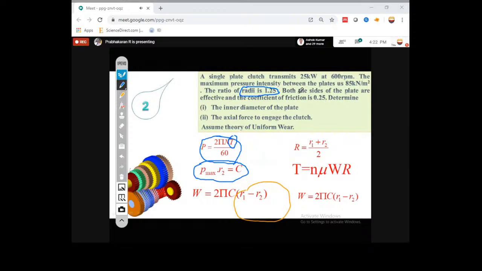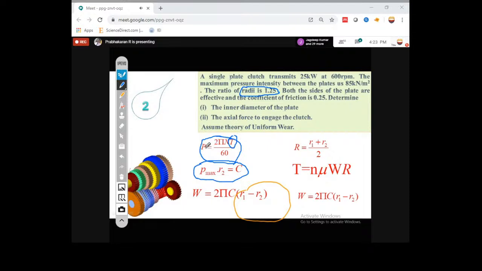Next, both sides of the plates are effective, so n equal to 2. For a single plate you can take n equal to 2, and the coefficient of friction is 0.25, that is mu equal to 0.25. Determine the inner diameter of the plate and the axial force. So here I'm going to find out the inner diameter and axial force. This is the very simplest thing.